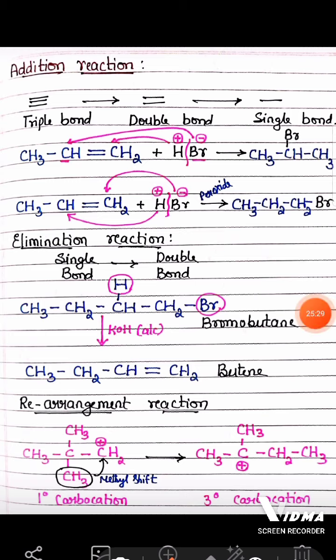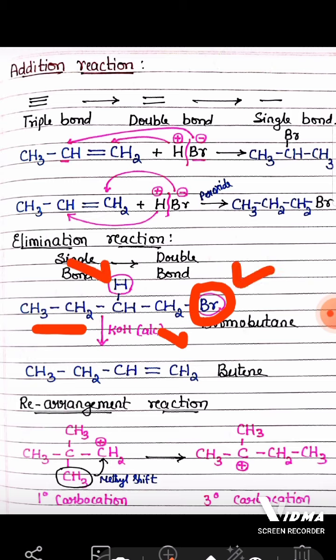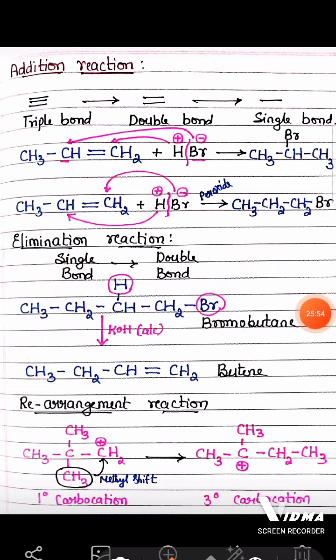Another organic reaction is elimination reaction, where the single bond becomes a double bond. Saturated becomes unsaturated. Here we have bromobutane. When we treat it with alcoholic potassium hydroxide, there is a release of bromine from the alpha carbon atom and hydrogen from the beta carbon atom. So we find the release of KBr and H2O, and because of that, a double bond is created between these two carbon atoms. So here the single bonded reactant converts to a double bonded product, and that is elimination reaction.